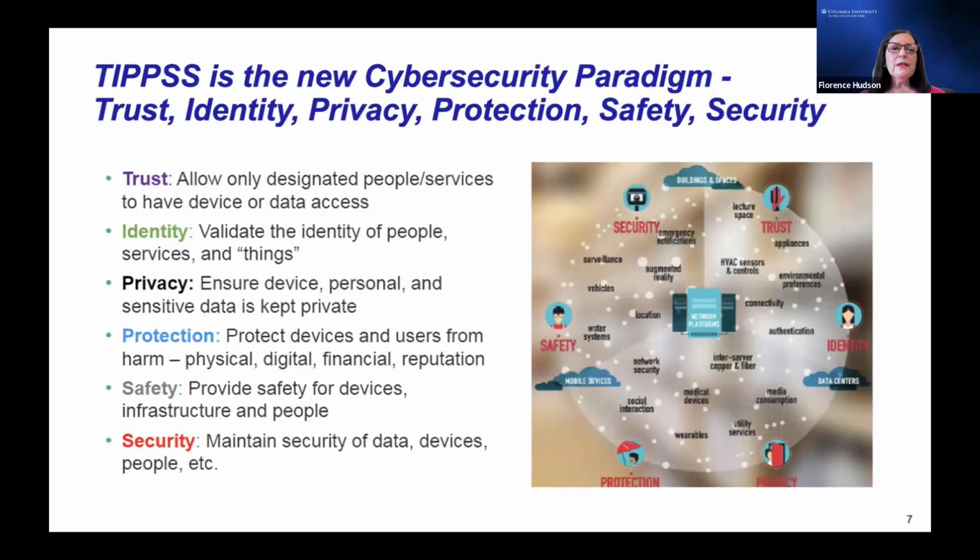So as you look at this, trust is allowing only designated people or services to have device or data access. Identity is validating the identity of the people, services, or things to make sure you can trust them, and then having that do loop in your technology. Privacy is ensuring device, person, and sensitive data is kept private. Protection is protecting the devices and users from harm. Safety for the devices, infrastructure, and people, and then maintaining security of data, devices, and people, which is really cybersecurity.